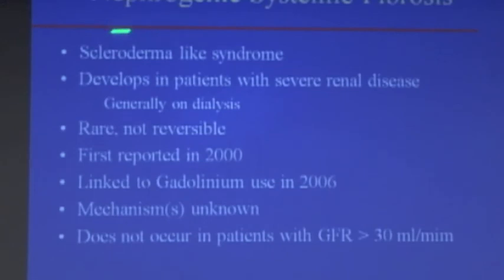And then finally, the worst thing is nephrogenic systemic fibrosis. It's a scleroderma-like syndrome. It develops in patients with severe renal disease. They're generally on dialysis. It's very rare. It's not reportable. It's not reversible. It was first reported in 2000, but yet delayed enhancement MR was done well before 2000. So why did it start in 2000? Unknown. It was linked to gadolinium use in 2006. The mechanisms are unknown, and luckily it does not occur in patients with a GFR greater than 30.